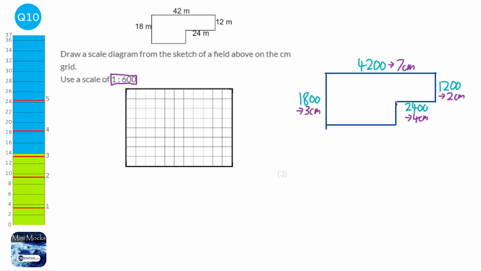So now we know what it's going to be on our diagram. We draw it. So we're going to do 7 across. So 1, 2, 3, 4, 5, 6, 7 across there. I'm going to do 2 down. So 1, 2, 4 across. 1, 2, 3, 4. I'm going to do the left hand one first, I think. So we're going to do 3 down here. And then we just join it up with what's left over. And that's our diagram.